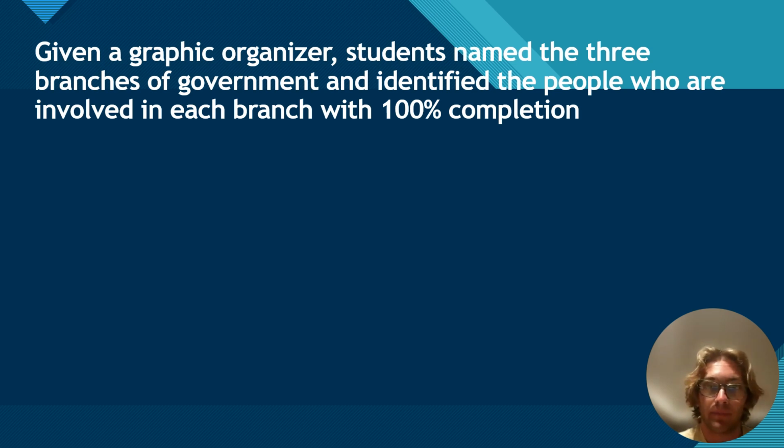And then just the last slide here, I had a restating of the learning objectives. So given a graphic organizer, students named the 3 branches of government and identified the people who are involved in each branch with 100% completion. And overall, I thought the lesson went well. The students were interactive and were able to complete the learning objectives. So I think it was a good lesson, and I learned a lot from doing this in-depth lesson. So thank you.